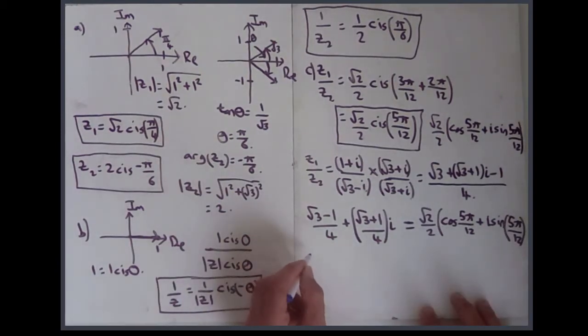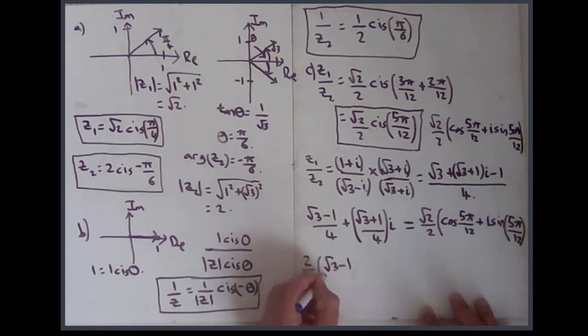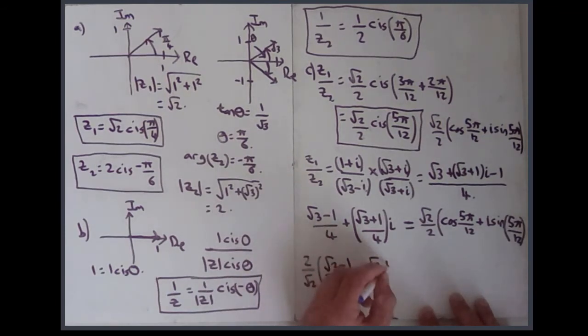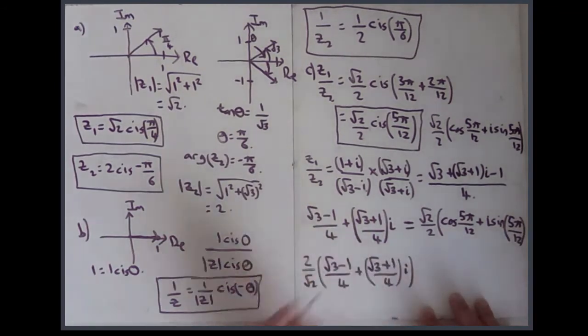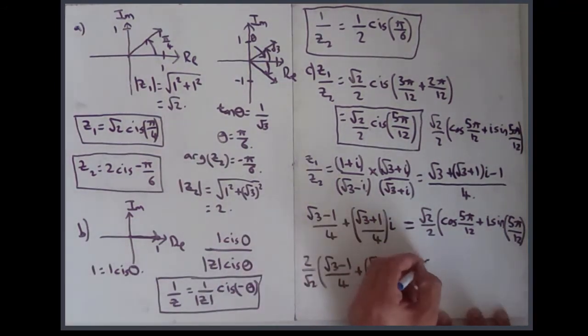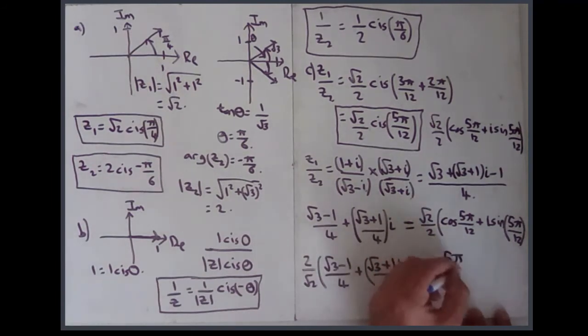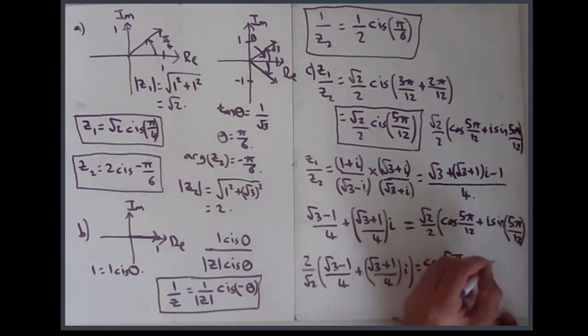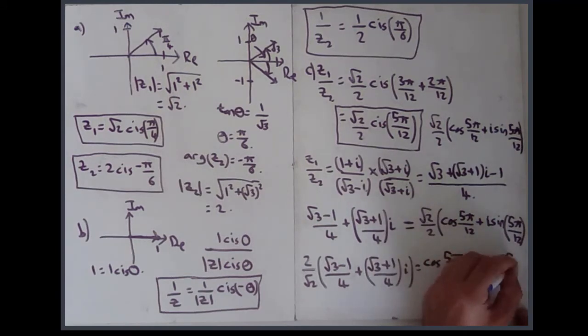So if we multiply through by 2, divide everything through by root 2, then we are going to have, so I'm going to multiply by 2 over root 2. So 2 over root 2, root 3 minus 1 over 4, plus root 3 plus 1 over 4 I, all of that equals cos 5 pi by 12 plus I sine 5 pi by 12, just like that.